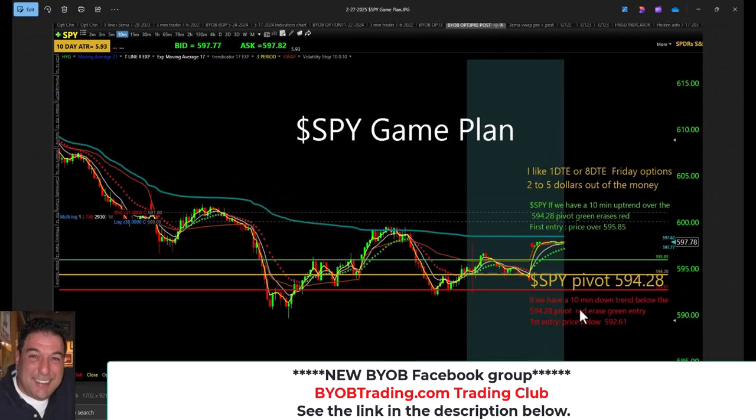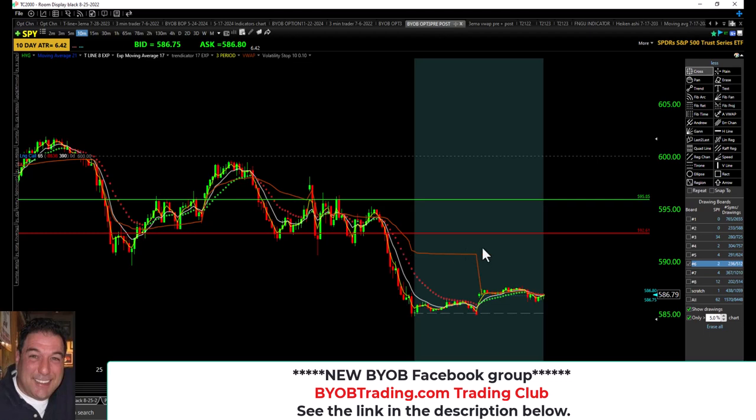All right, you can see here below 592.61. All right, was our bearish entry below 592.61, and our bullish entry was above 595.85. So below 592.61 was our bearish entry. So if you played SPY or you traded SPY yesterday, you can see right here.